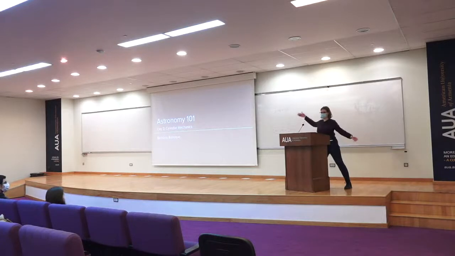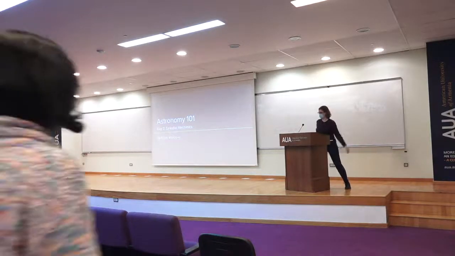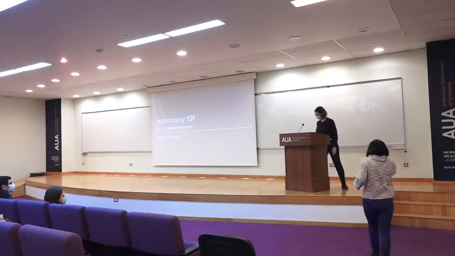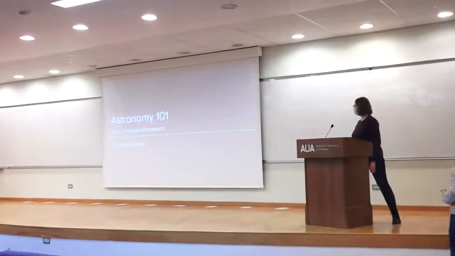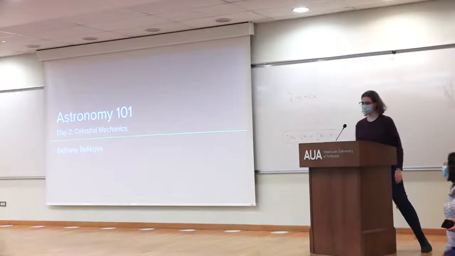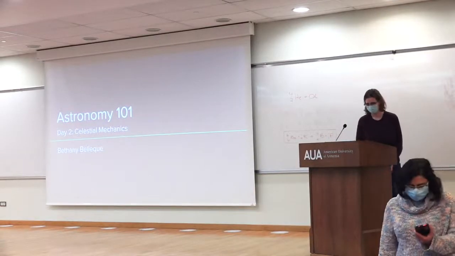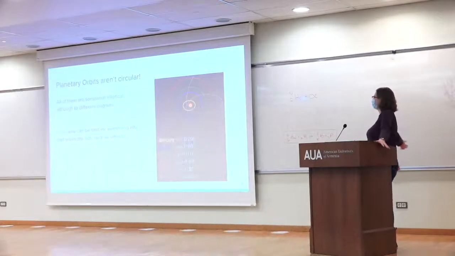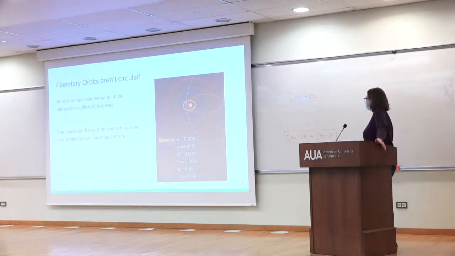Today we're going to talk about celestial mechanics and orbits and stuff. Oh boy, I got a laser pointer. So, as I believe I mentioned yesterday, planetary orbits aren't circular. They're all elliptical, although to different degrees. And this can be said for basically everything that orbits the sun.